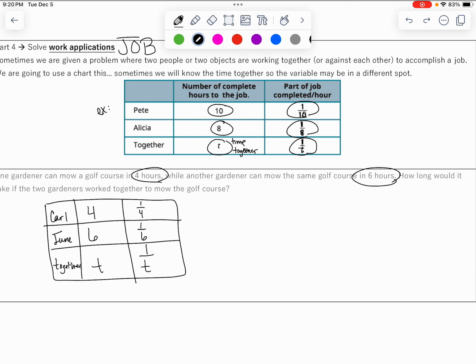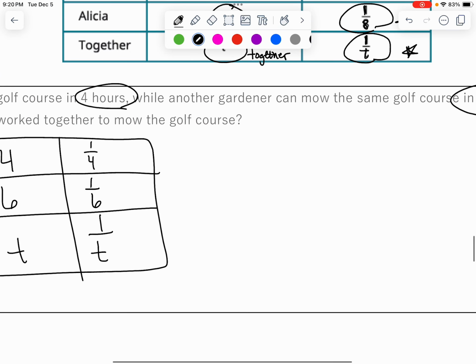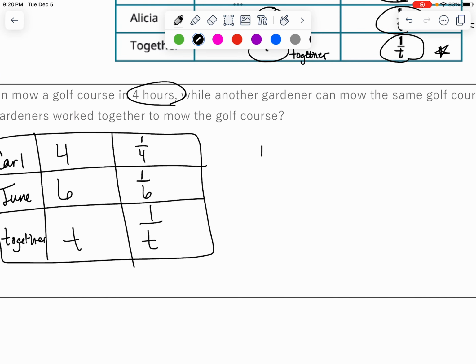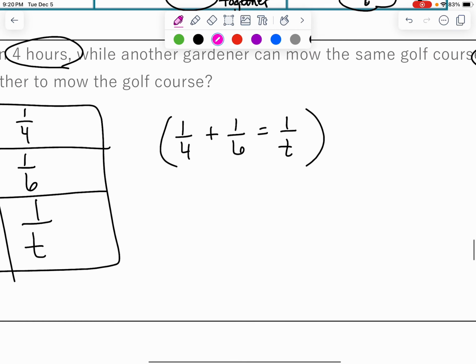So the equation is this one plus this one equals this one. Let's see if you can do that for me. Ready? So Carl 1/4 plus June 1/6 equals together 1/T. Common denominator, please. You can just say 4, 6, and T. You don't have to say 12. So you can either do 4, 6, and T, or you can say 12 and T. It really doesn't matter.